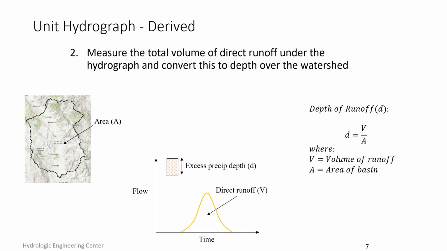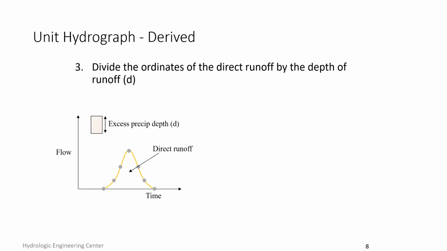Once we have the direct runoff hydrograph, we measure the total volume of the direct runoff, which is the area under the hydrograph, and convert it to a depth over the watershed. The depth could be computed simply by dividing the volume under the direct runoff curve by the area of the watershed. So we have the direct runoff hydrograph and the depth of runoff under the hydrograph.